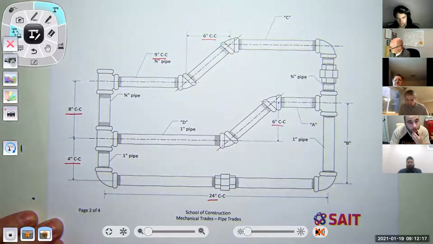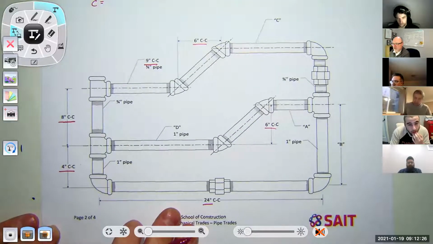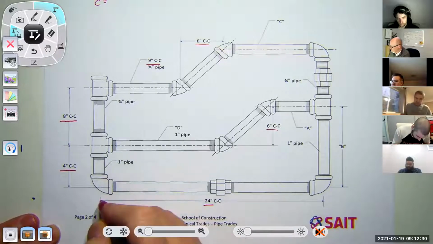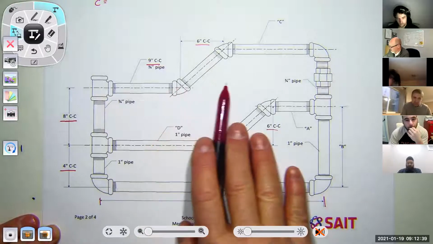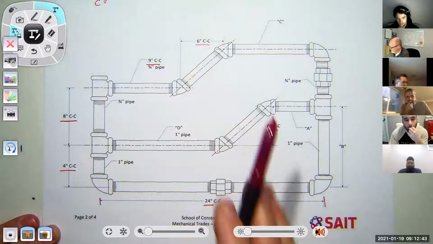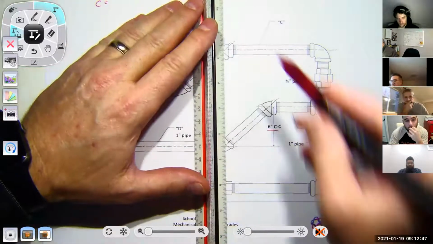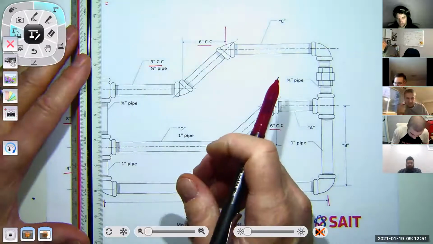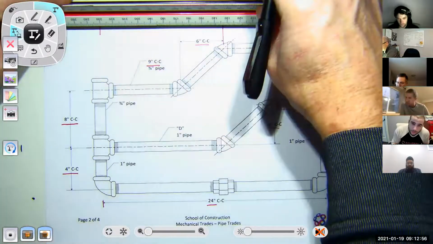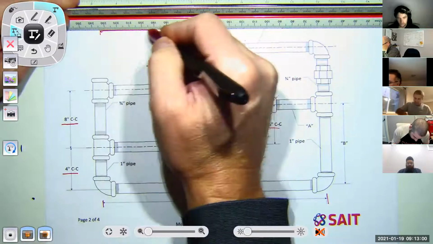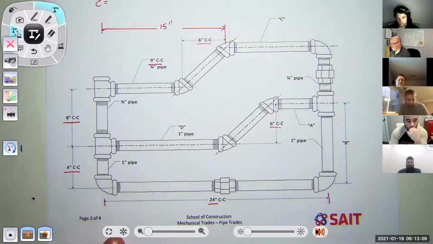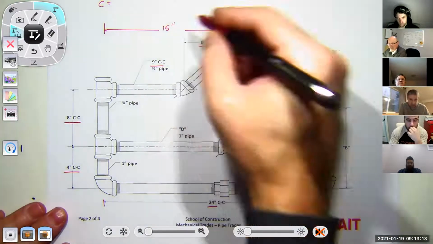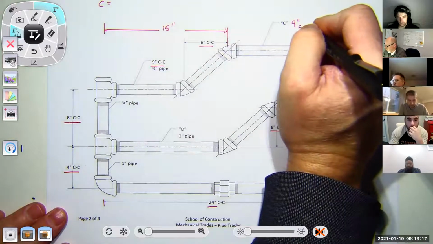So we're going to first solve for pipe C. Okay. If we look at the bottom, we have 24 inches from here to here. And if we look up here, we have 9 plus 6. Let me just draw this out a little bit more. If I put my center line on there, this measurement across here is 15 inches. So that makes C 24 minus 15. So that makes C 9 inches center to center.